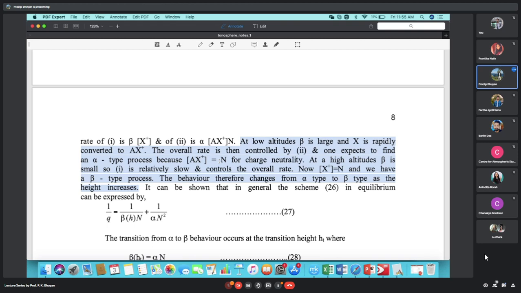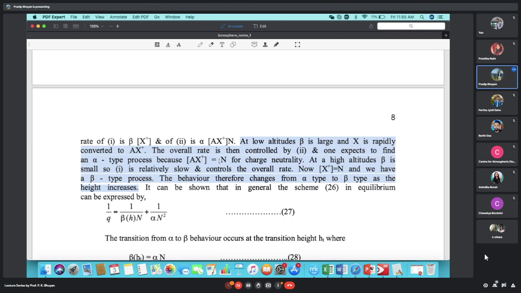But here, in this case, at lower altitudes, this is higher altitude. At lower altitudes, it is AX plus is equal to n. That means the atomic species attached to the ion is equal to n. One atomic species attached to one ion, say one O attached to one O plus. Okay, so that becomes equal to the number of neutral atoms.